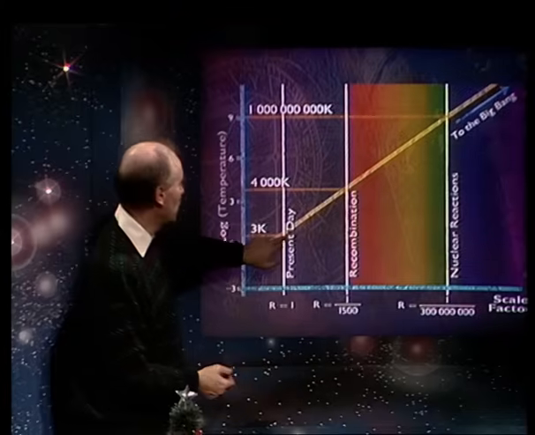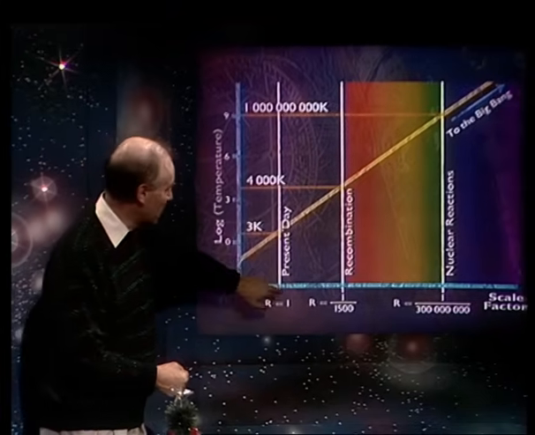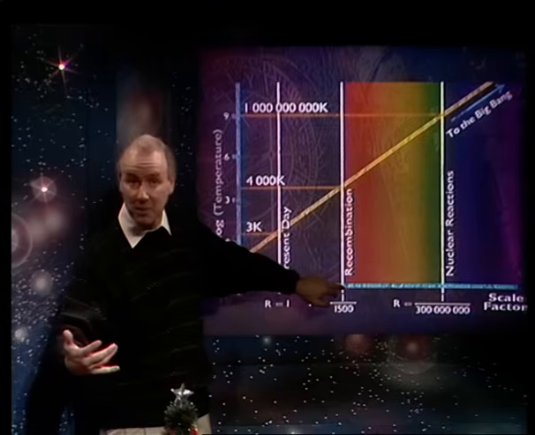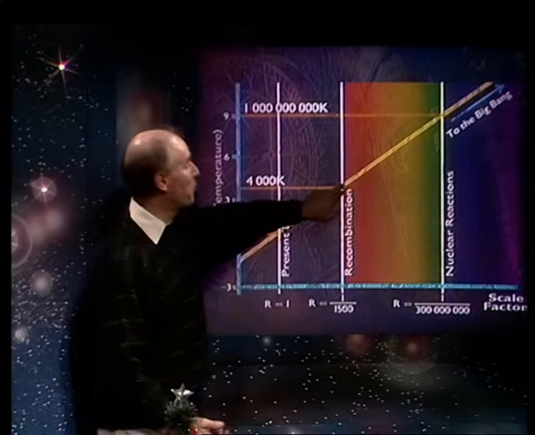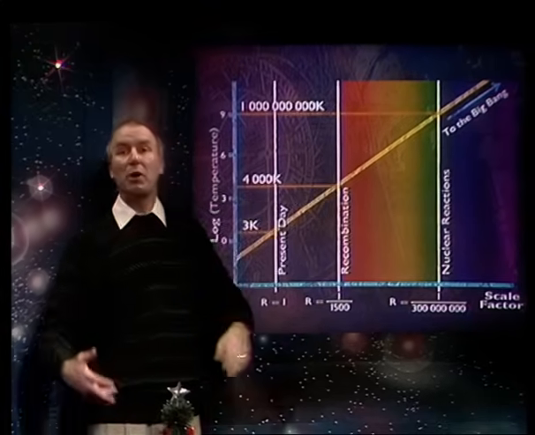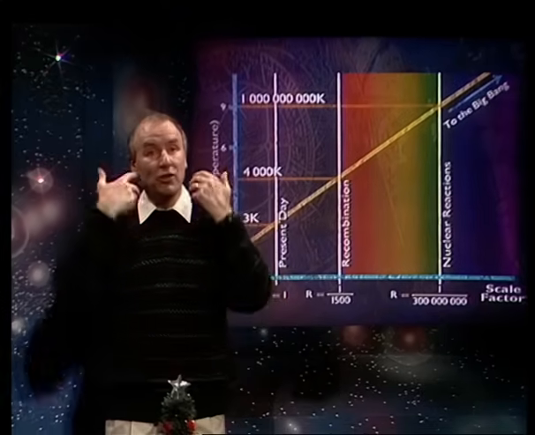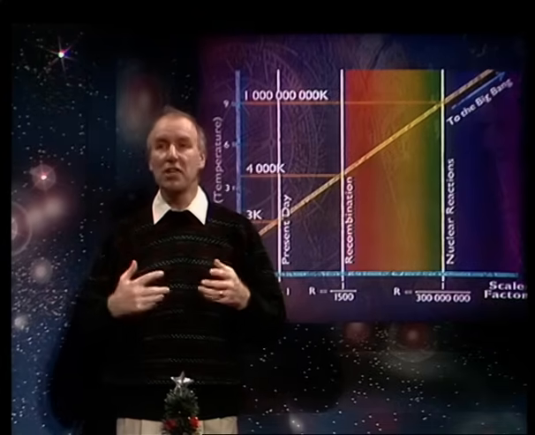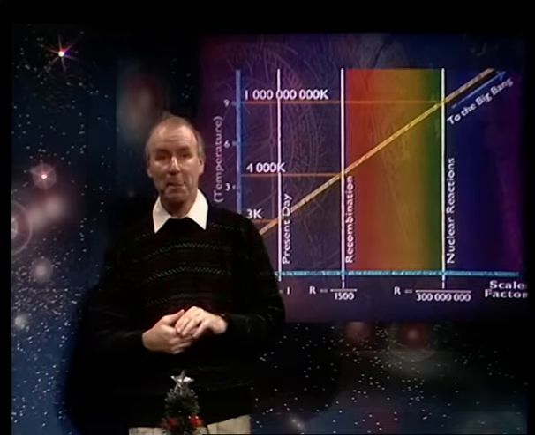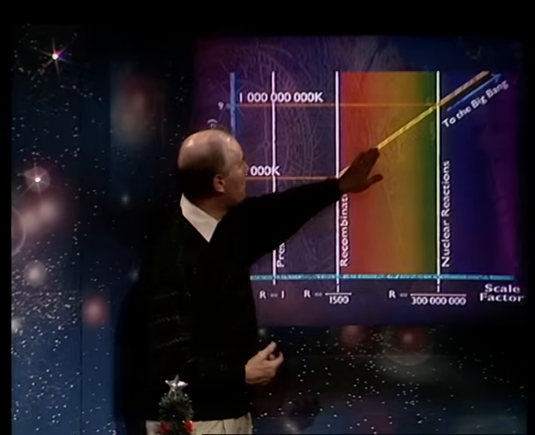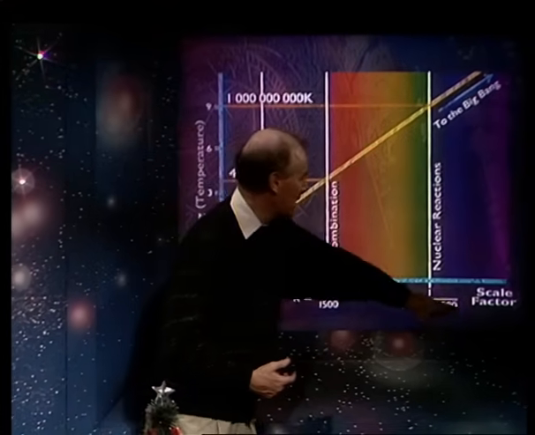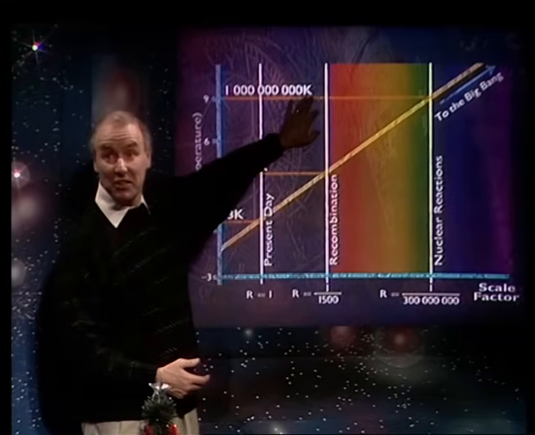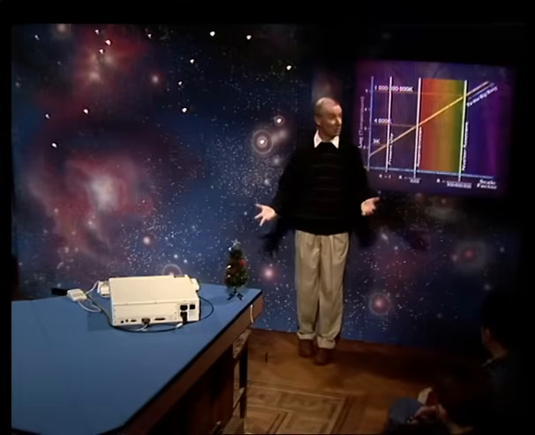So here's the radiation here at about 3 degrees Kelvin at the present time. Now, if we squash the universe by a factor of 1,500, then we get up to a temperature of about 4,000 degrees. And when we get to that temperature, then the radiation is so energetic that it's able to split up hydrogen into its protons and electrons. The temperature keeps on increasing as we go back in time, and if we squash the universe by a factor of 300 million, the temperature will get up to about 1 billion degrees Kelvin, which is pretty hot.